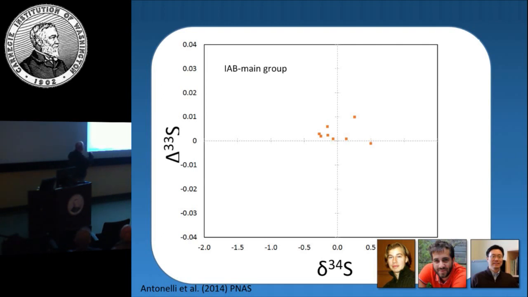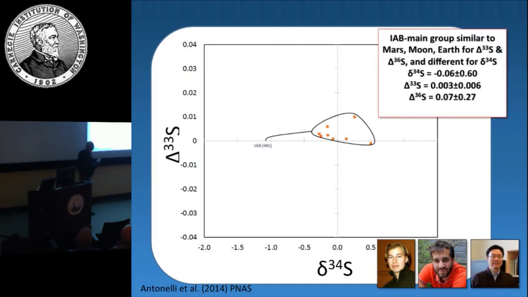Now, the key point here is, if you remember the other plot, the whole variability of the iron meteorites was across this whole range, but it's scattered around the origin. These are the same type of grouplet of iron meteorites, the 1AB main group iron meteorites, that the standard that was chosen belongs to, Canyon Diablo troilite. And this is capital delta 33 versus delta 34. And what our analyses define is a very tight relationship for delta 34s near zero, capital delta 33s near zero, and capital delta 36s near zero.